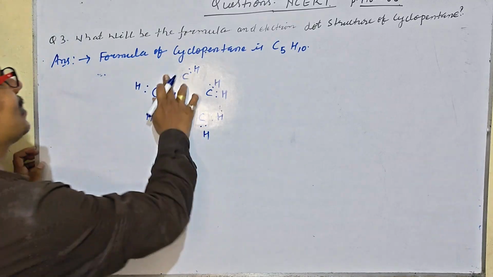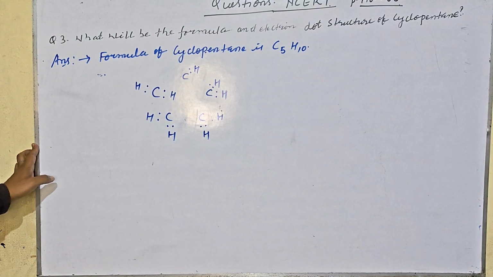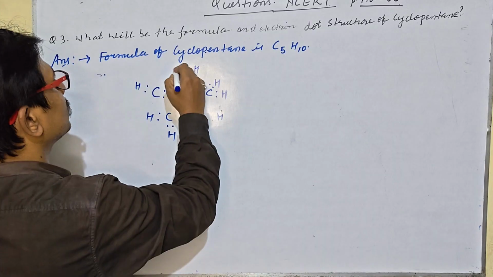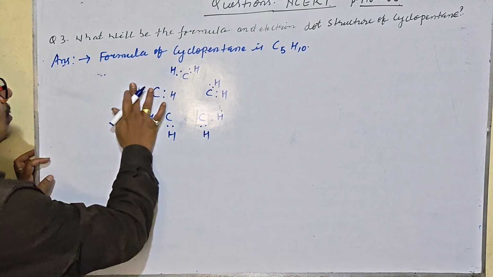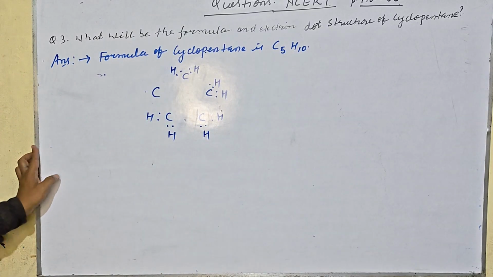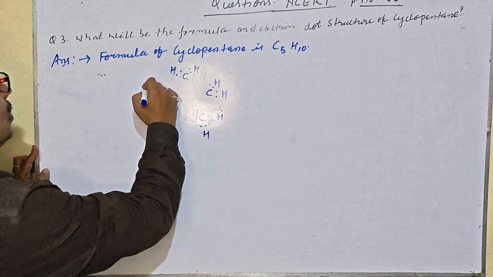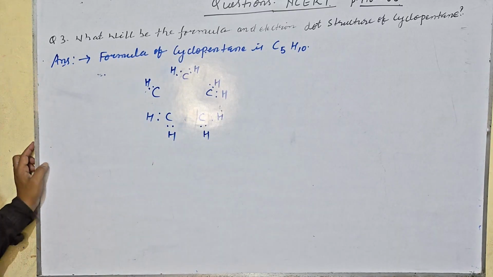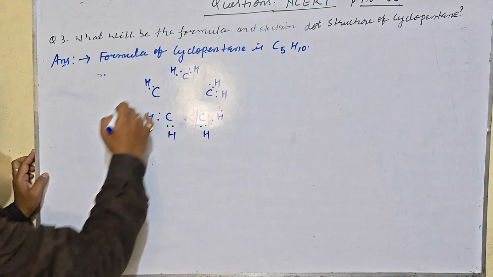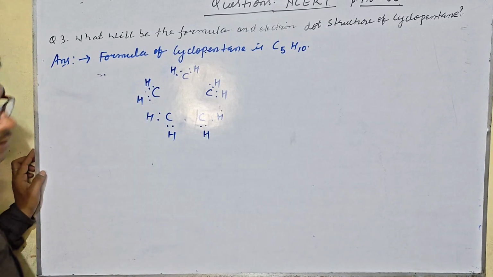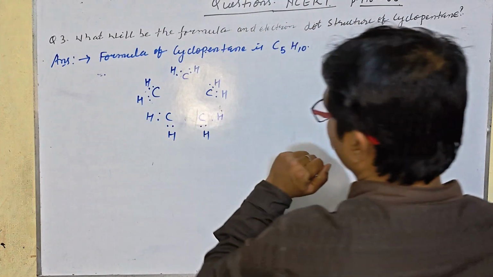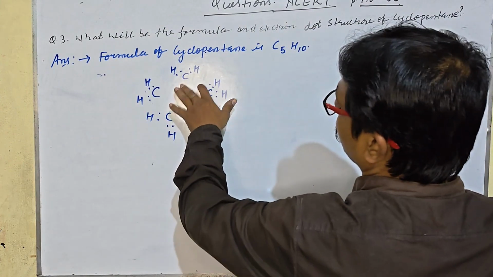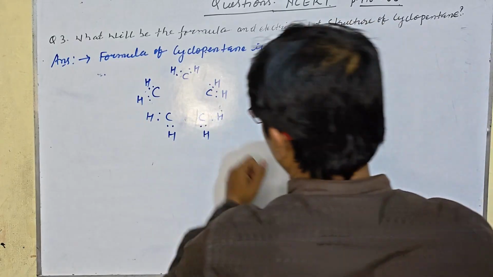The structure should be made clearly, so I am going to change the dot structure. The electron number is the same, but the structure is going to change due to the branching of carbon. Again, you can see I write the 5 carbons, and the same thing is there. There are 2, 2, 2, 2 hydrogens, and 4 valency of carbon.